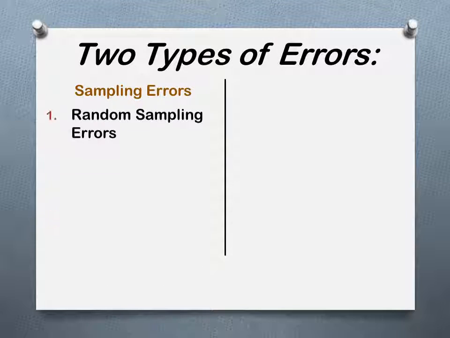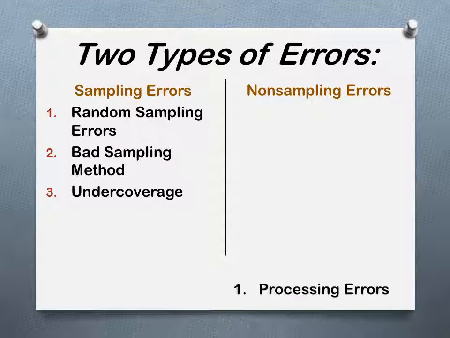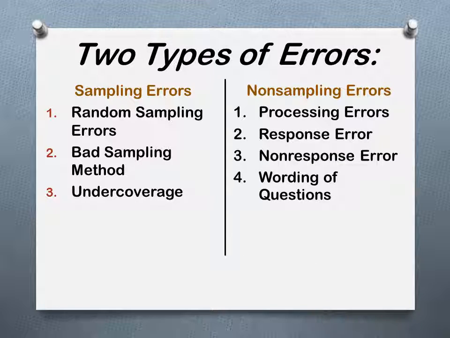Our sampling errors are as follows. We have random sampling error, bad sampling method, and undercoverage. On the non-sampling error side, we have processing errors, response errors, non-response errors, and finally wording of questions.